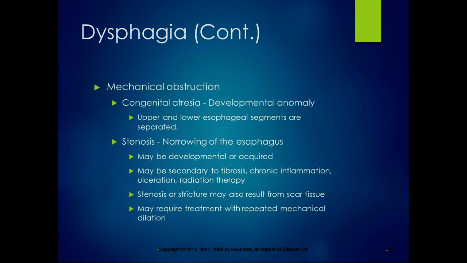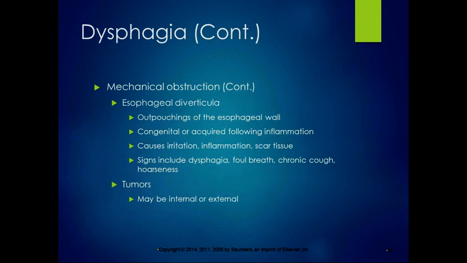There are also cranial nerves involved in swallowing, and if those are affected, that can cause problems as well. So mechanical obstruction can be caused from esophageal diverticula, which are out pouchings of the esophageal wall. There are some pictures in the book of those, which are pretty interesting.